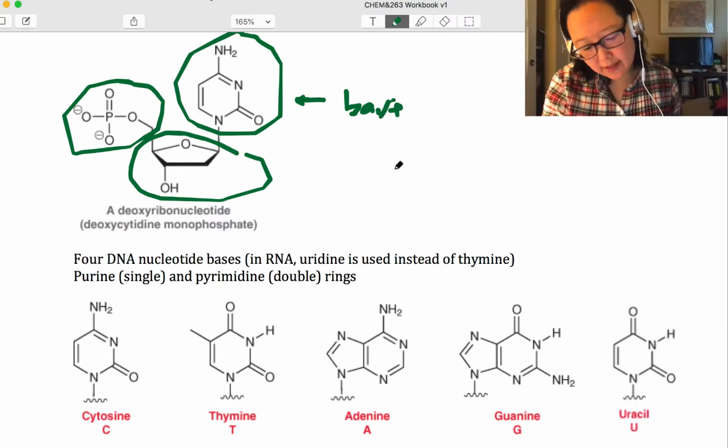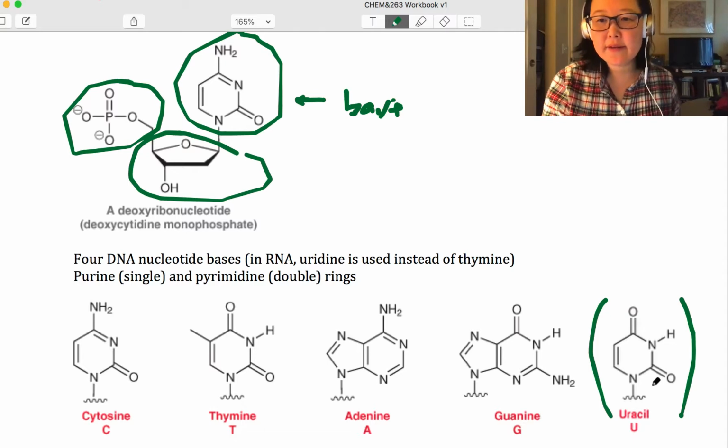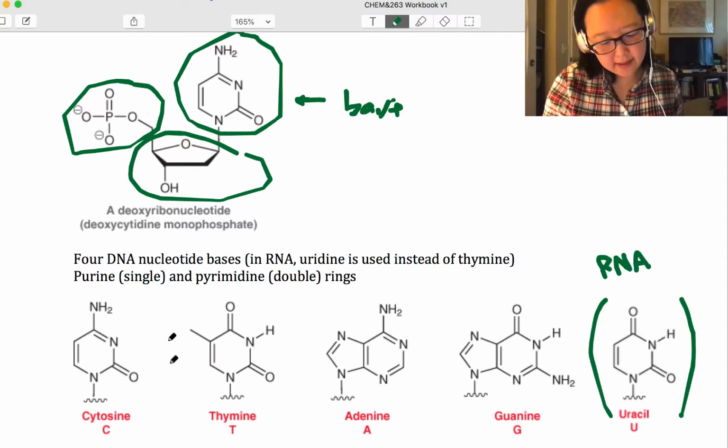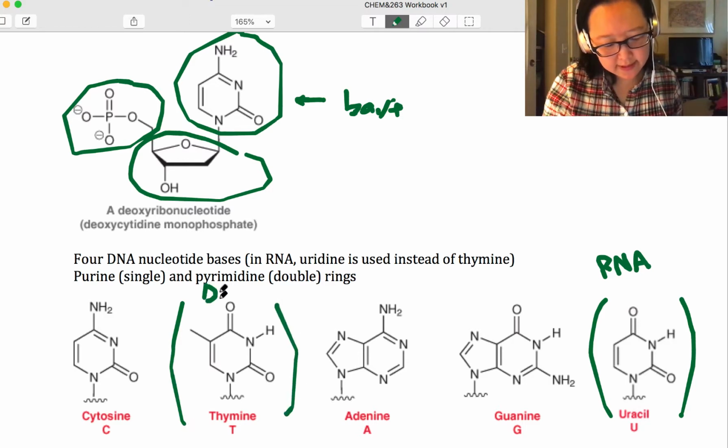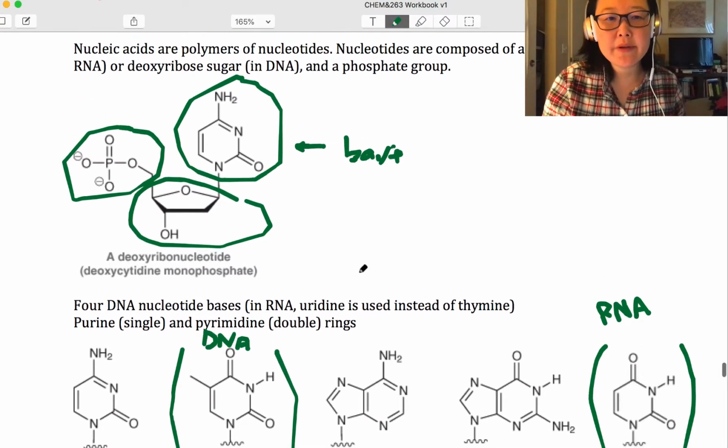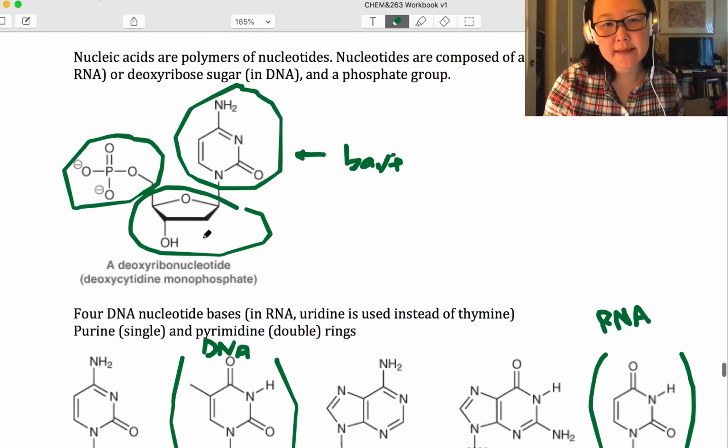Now, many of you know a lot of this from biology already, but the nucleotide base called uracil is only present in RNA, and thymine only occurs in DNA, and then the rest of these can occur in DNA or RNA. The main difference between DNA and RNA is whether you have a ribose that is deoxy. So deoxyribose sugar means that you have no OH group here, but in RNA you do. So RNA is called ribonucleic acid, and DNA is deoxyribonucleic acid.